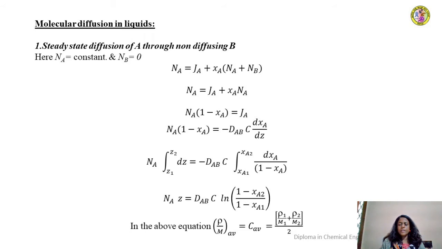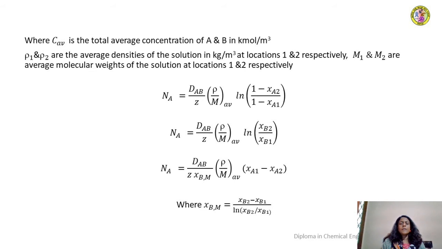Here, rho1 and rho2 are the average densities of the solution at locations 1 and 2. In the same way, M1 and M2 are the average molecular weights of the solution at z1 and z2 respectively. So then the equation becomes NA equals DAB by z into rho by M average, which is the term replacing C in the previous equation, into ln of 1 minus xa2 by 1 minus xa1.